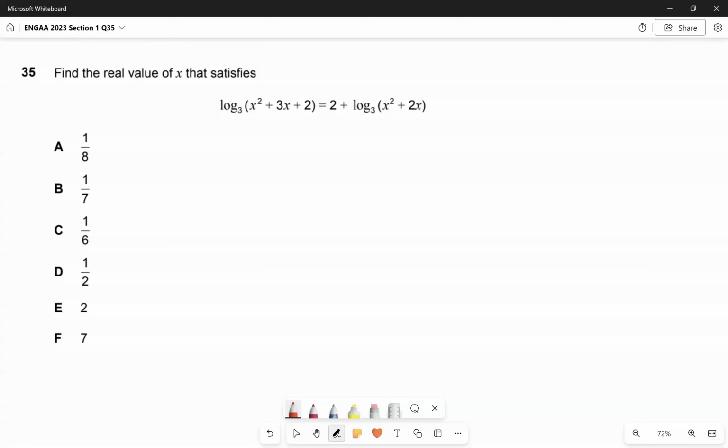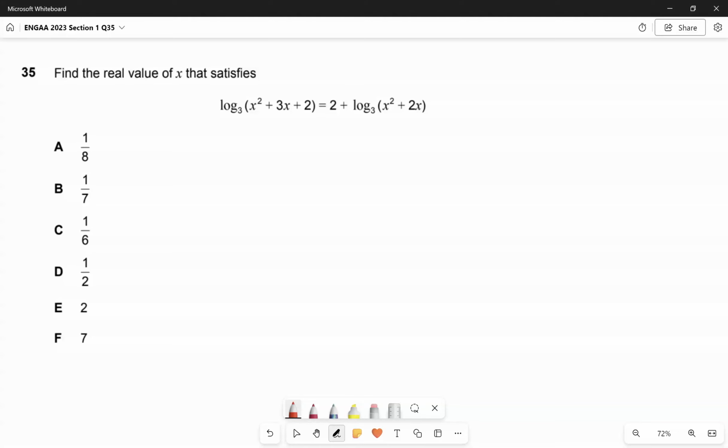Find the real value of x that satisfies this. So immediately, when I see expressions like this, I think to factorize. It's a common trick in ENGAA or ENSA to factorize terms. So if you can see them and you can cancel out factors, it's really useful.